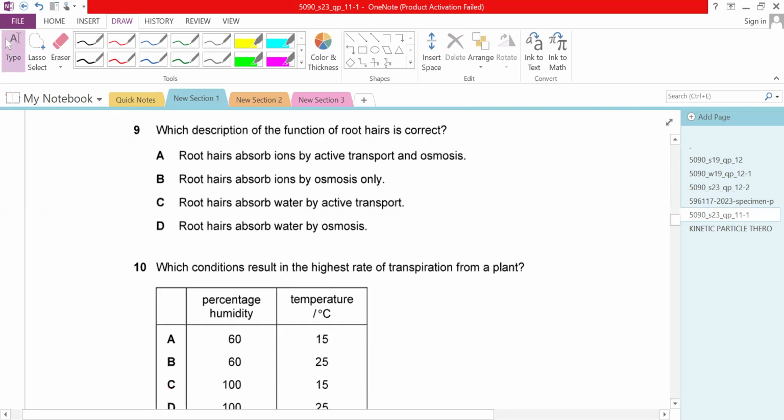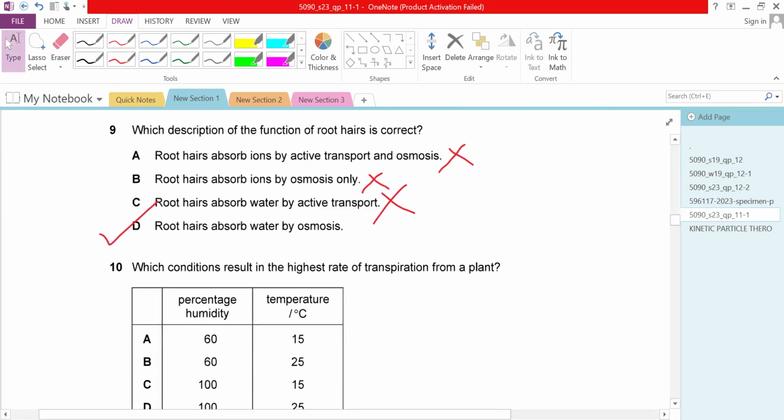Question number 9. Which description of the function of the root hair cell is correct? Let's read out the options. Option A, root hair cells absorb ions by active transport and osmosis. No. Root hair cells absorb ions by only osmosis. No. Root hair cells absorb water by active transport. No. Root hair cells absorb water by osmosis. Yes. Option D is correct for question number 9.